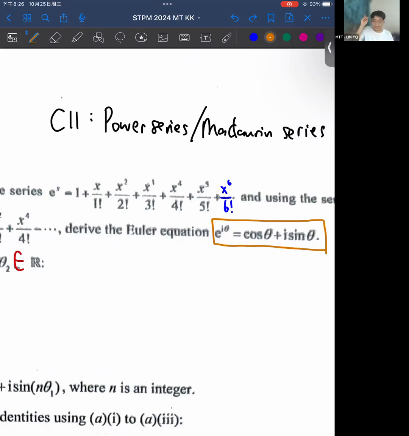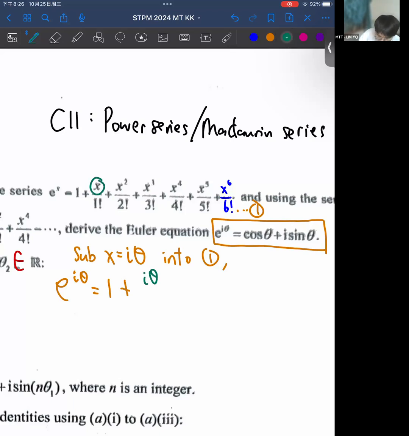Now I substitute x equal to i theta in this equation. Equation 1. Substitute x equal to i theta into equation 1. So e to the i theta equals 1 plus, so here x becomes i theta, i theta. Substitution only. Then over 1 factorial plus, now, what is this?